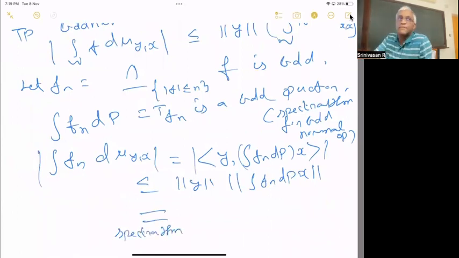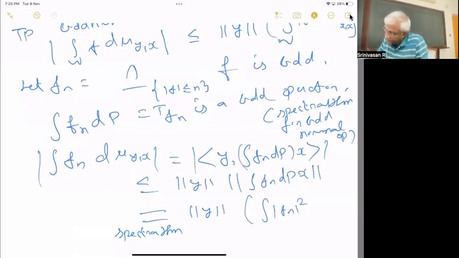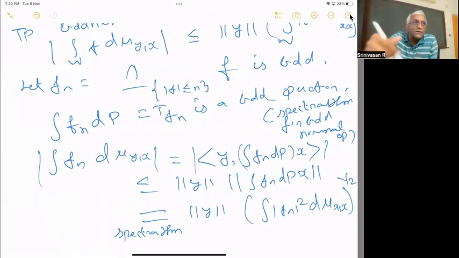This is the preparation before the spectral theorem for bounded normal operators: norm y times the integral of mod fn square d mu xx, to the power half. I haven't really said anything. I just said that the inequality is true for bounded functions, which we will prove later. Or you can go through whatever I have done in the videos, then it will be clear. Or you can assume that and continue.